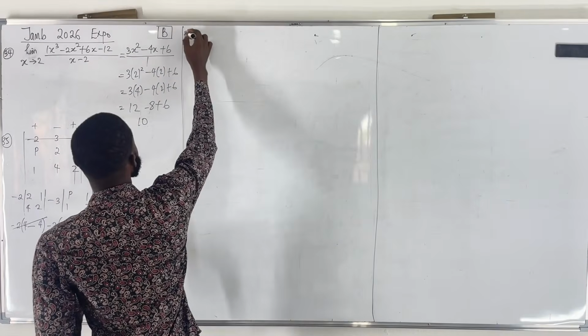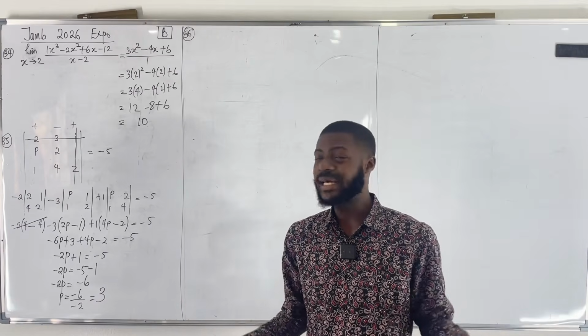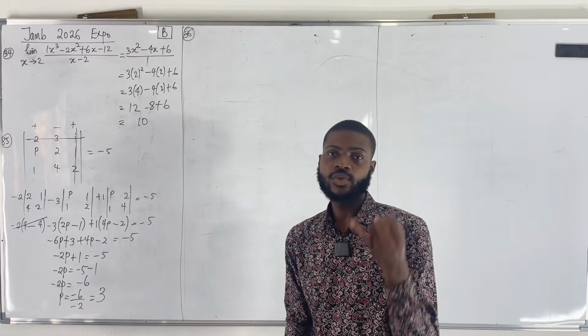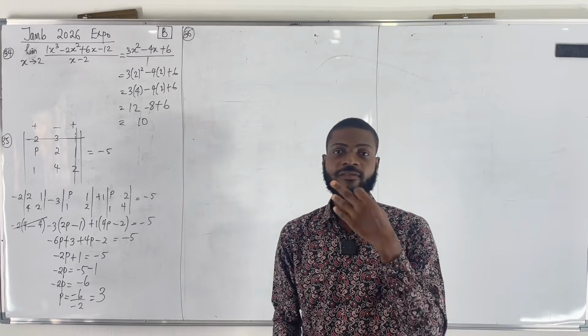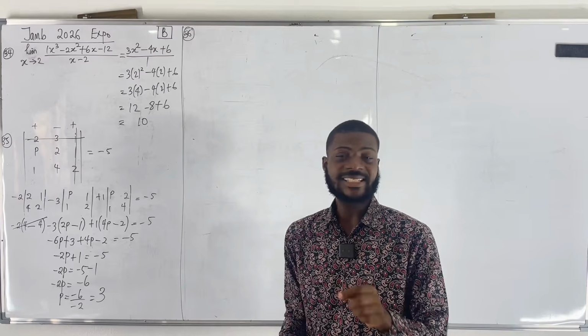Next one, question 36. If I is a 2 by 2 identity matrix, find the determinant of the matrix. What do you think will be the answer? You don't need to solve. The answer is 1. Because the determinant of any identity matrix, whether it's 2 by 2, 3 by 3, 4 by 4, as long as it is an identity matrix, is 1.